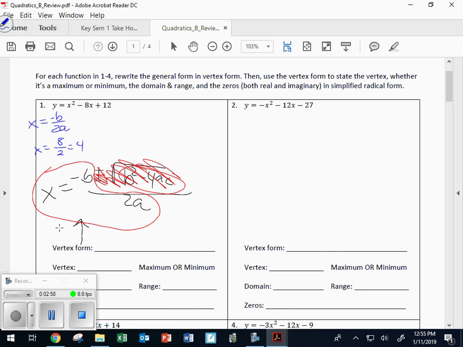But that's not a vertex. Vertexes aren't just like 4. It's 4 comma something, right? So then you go, okay, I want a vertex that's 4 comma, and then how do you find the rest of it? Plug it in. Take the 4, you plug it in here, you plug it in here, and you get 16 minus 32 plus 12. Save me some time. What is it? Negative 4. Awesome. Now that I have the vertex, the vertex form of the equation isn't so hard. That's pretty easy, in fact.